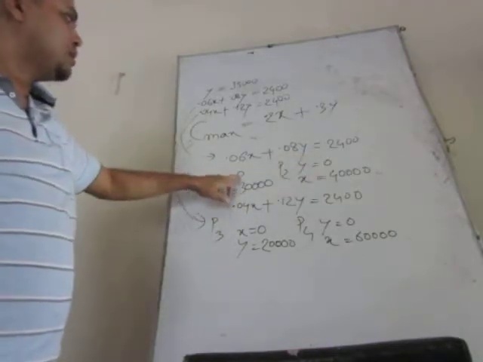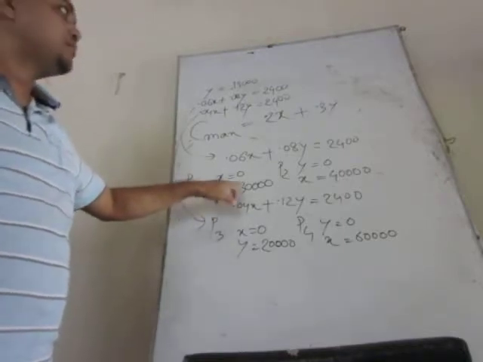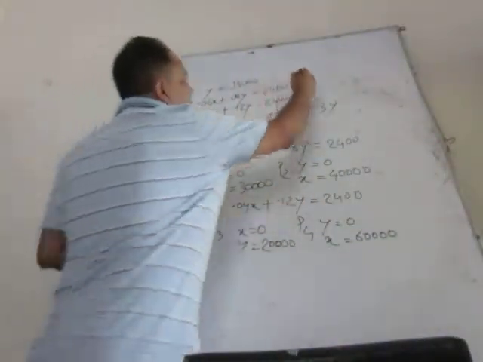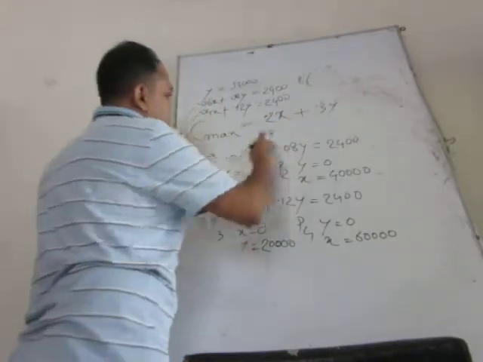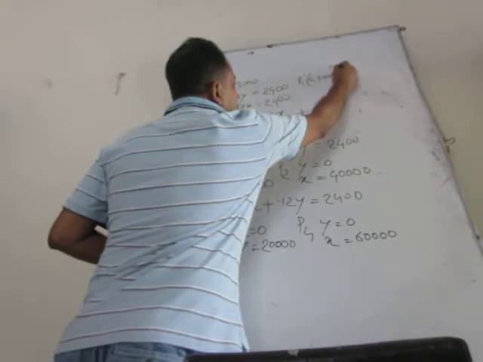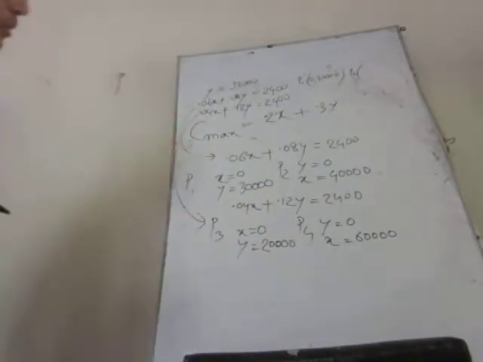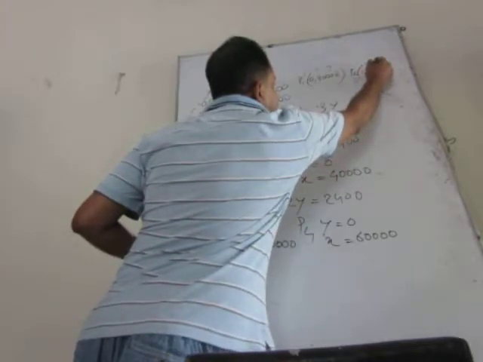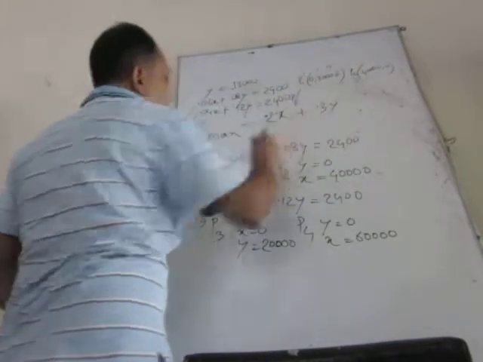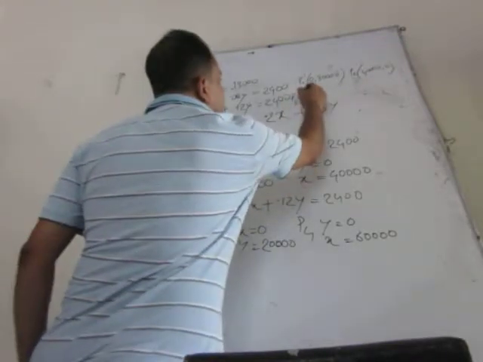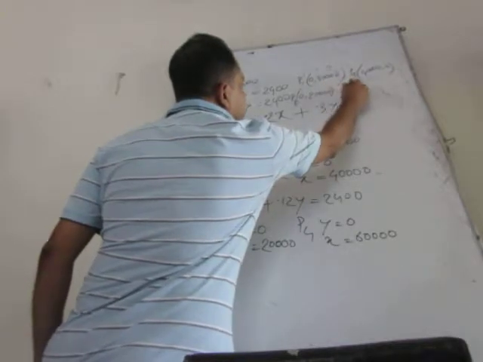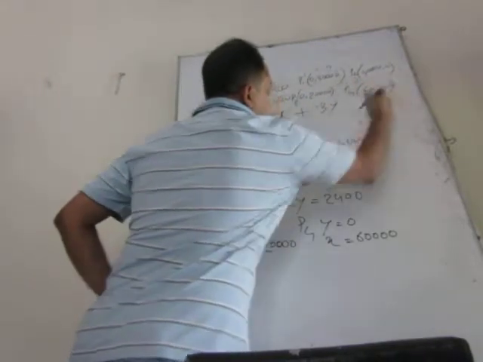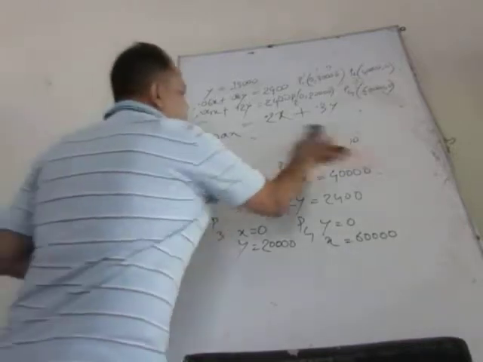Let's write them down here. P1 is 0, 30,000. P2 is 40,000, 0. The x coordinate should be first. Then P3 will be 0, 20,000, and P4 will be 60,000, 0. Now we can go for making the graph.